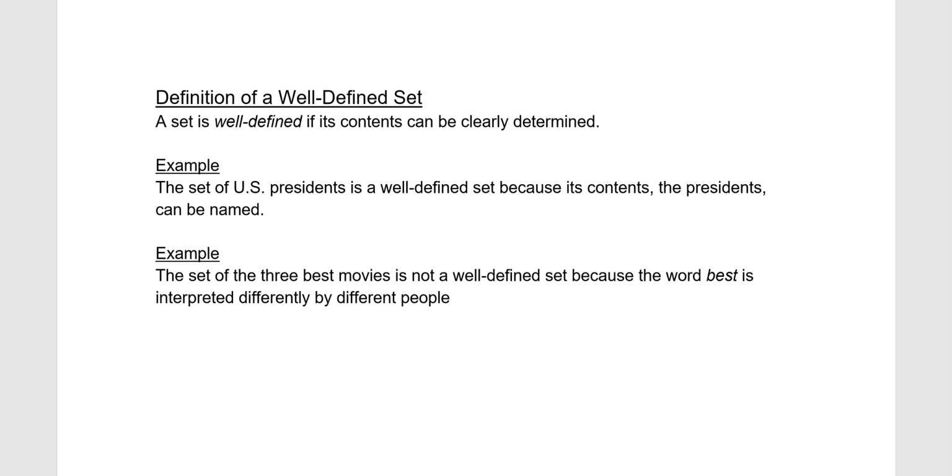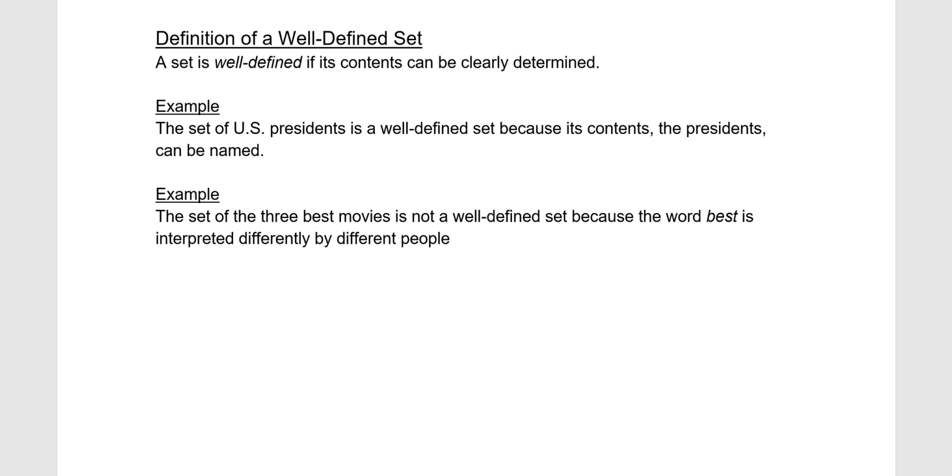For the next definition, we have the definition of a well-defined set. We say that a set is well-defined if its contents can be clearly determined. For an example of a well-defined set, the set of US presidents is well-defined because its contents, in this case the presidents, can be named.